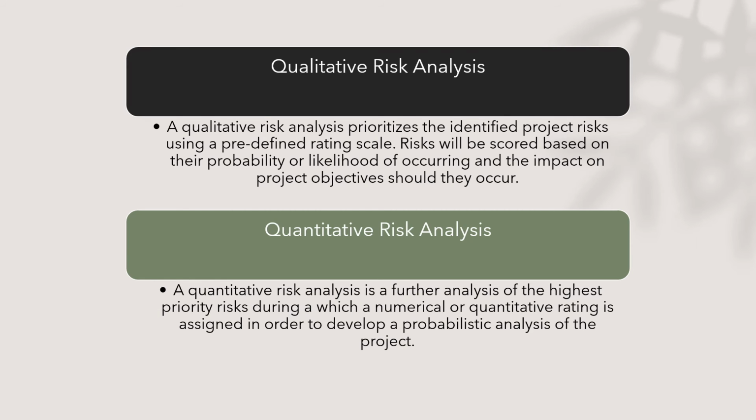So risk analysis is broken down into 2, which is qualitative and quantitative. So a qualitative risk analysis prioritizes the identified project risk using a predetermined rating scale. Risks will be scored based on their probability or likelihood of occurring and the impact on project objectives should they occur. Whereas a quantitative risk analysis is a further analysis of the highest priority risk during which a numerical or quantitative rating is assigned in order to develop a probabilistic analysis on the project.